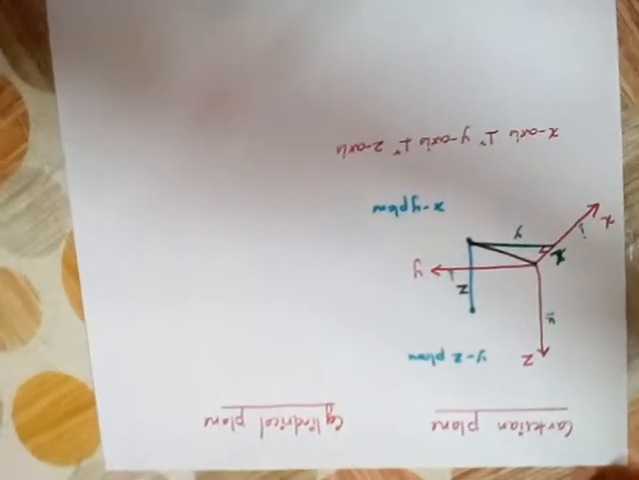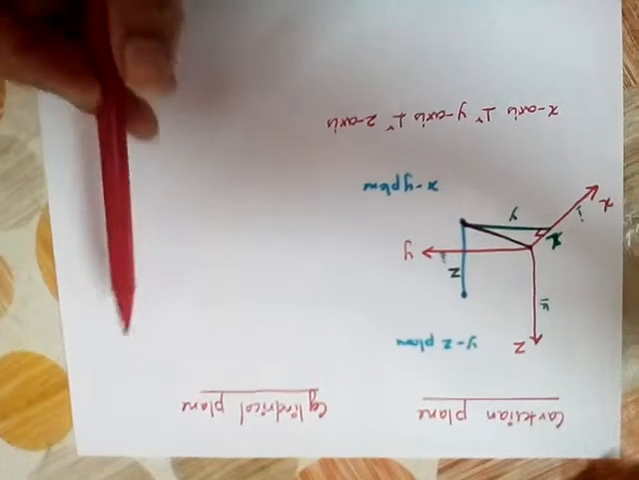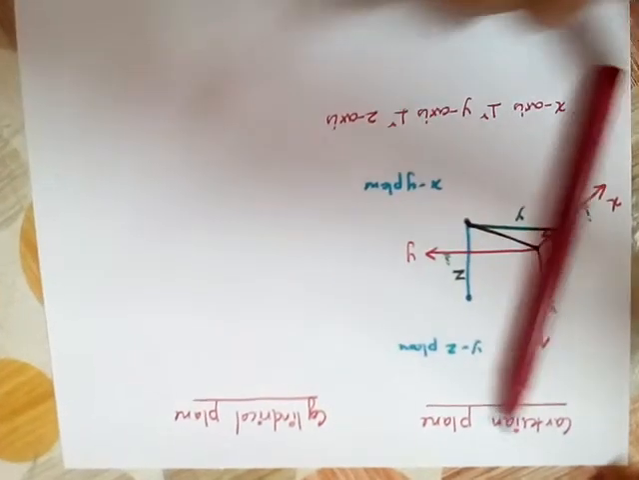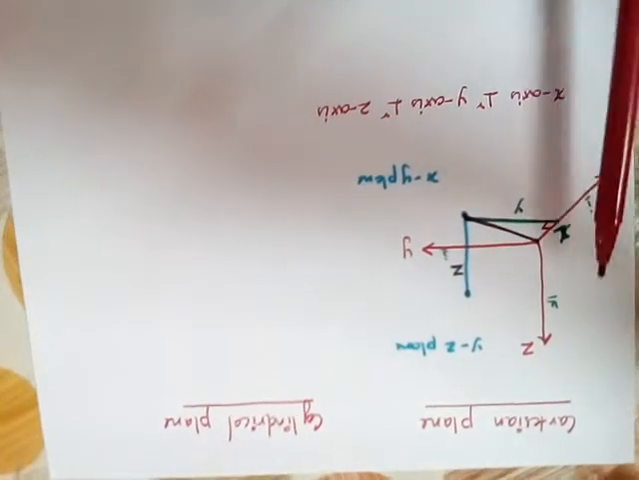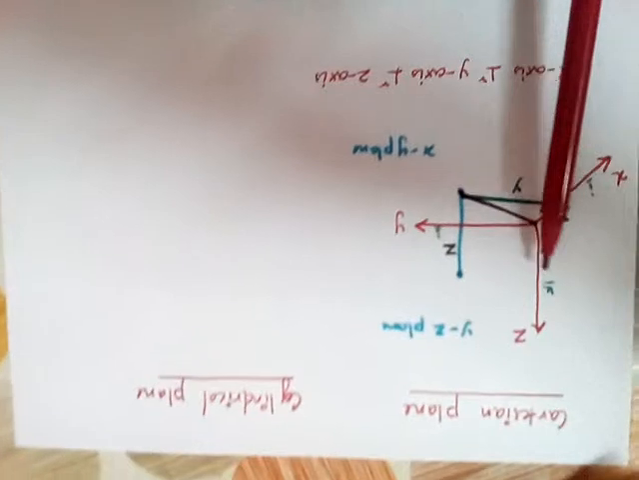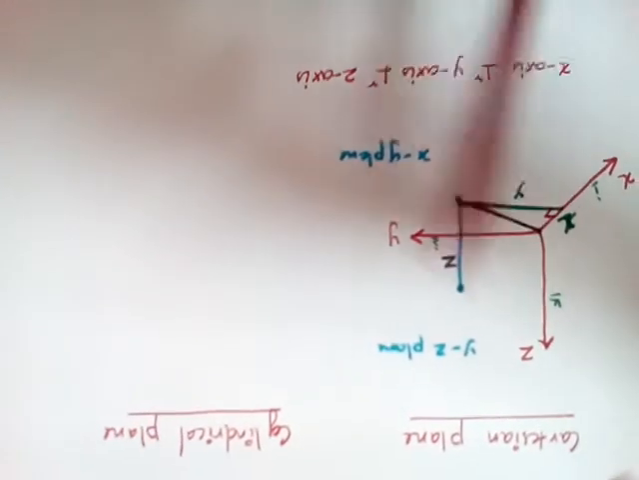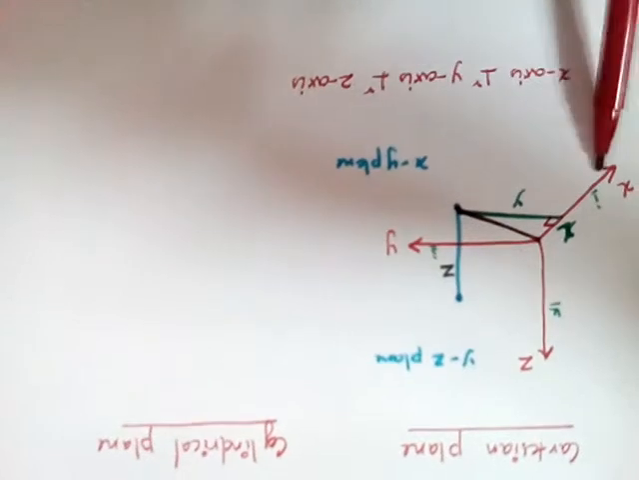Hey there. So understanding the cylindrical coordinate system is much easier when we understand it with respect to the Cartesian coordinate system. So let's see. The Cartesian coordinate system, much like any other coordinate system, has three axes: the z-axis, the y-axis, and the x-axis.